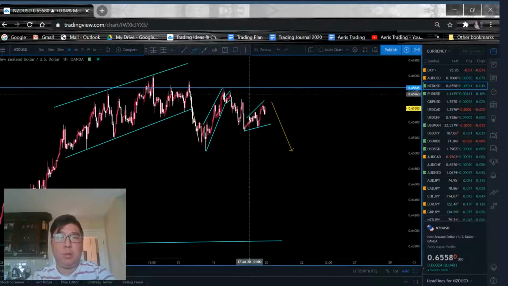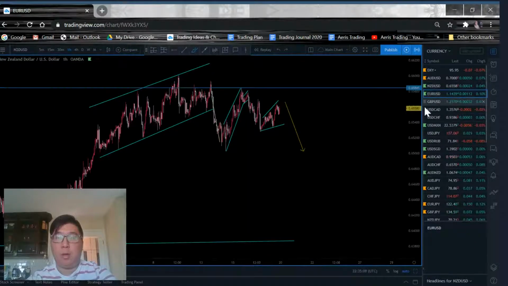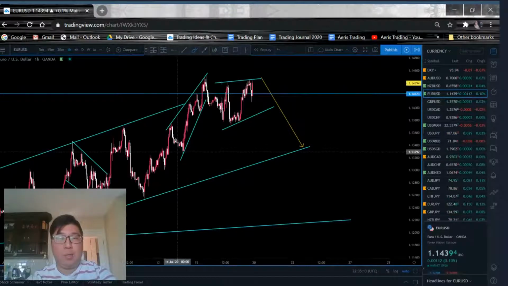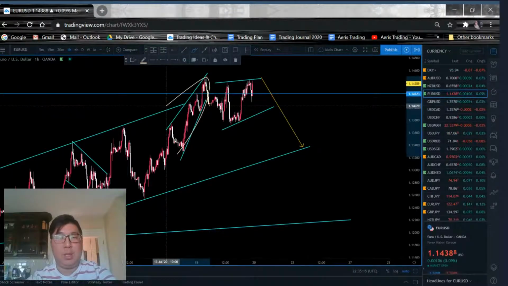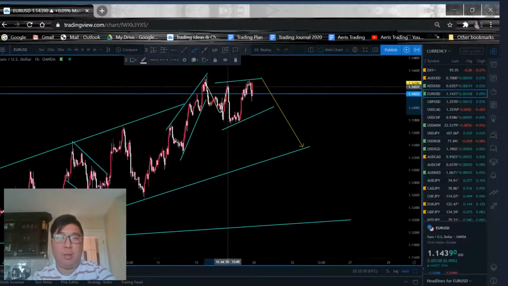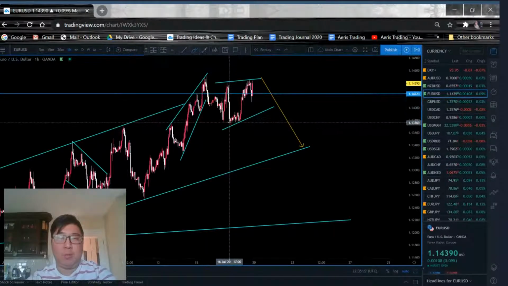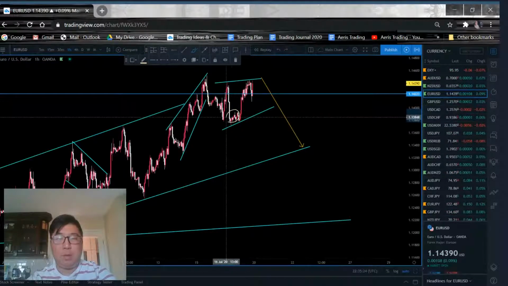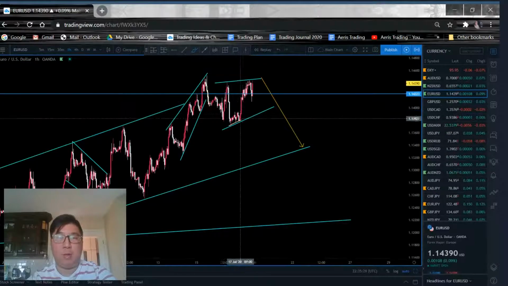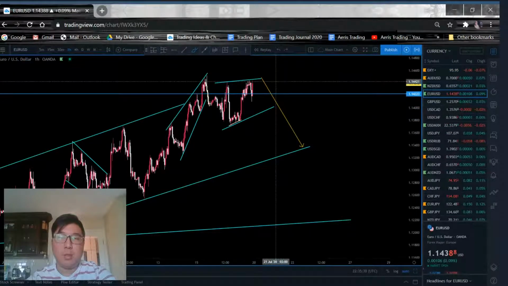Moving on to Euro dollar. Last week again, I was mentioning this kind of rising wedge or ascending channel formation. Price did break down, pull back, and then break down again. I was looking for a sell entry right here, but we didn't see a breakout from the structure. Price quickly went up. Now I'm seeing this as a potential structure in the making.